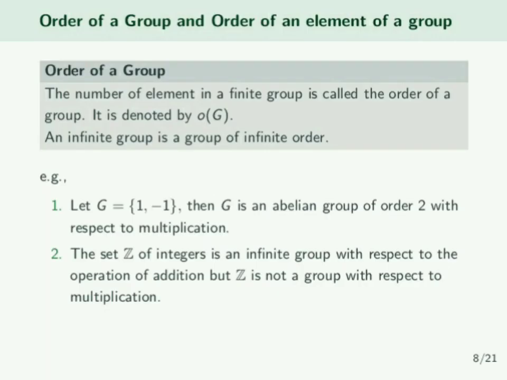Okay, next topic, order of a group and order of an element of a group. First one, order of a group. The finite number of elements is called the order of the group. It is denoted by order of G. For example, consider the set G equal to the set of all 1, minus 1. Then the elements are 1, minus 1. Therefore, the order is 2 with the operation multiplication.